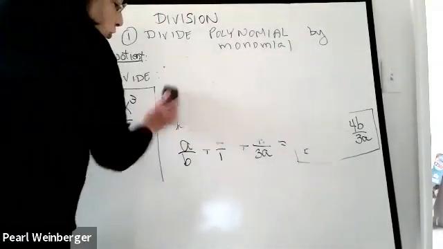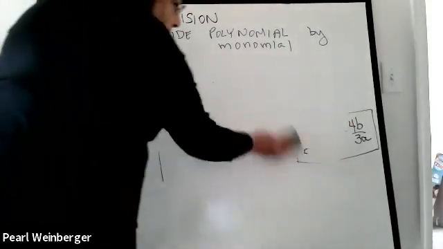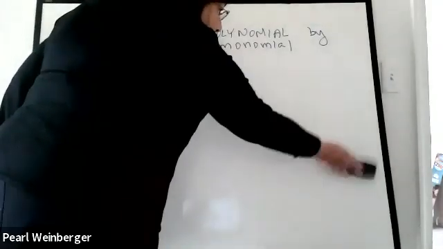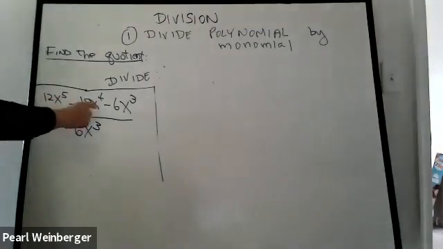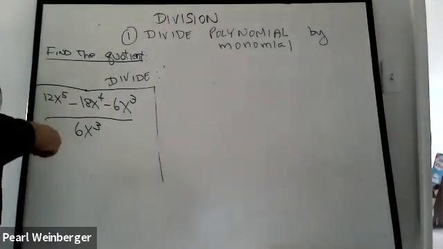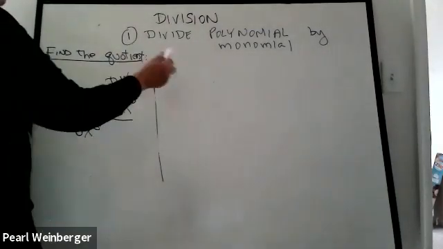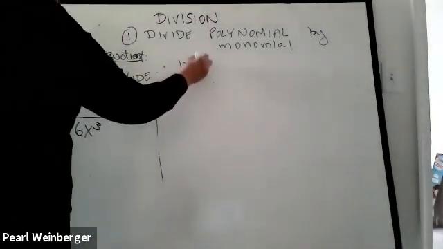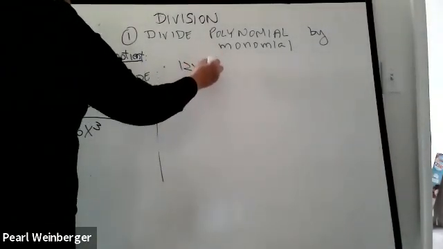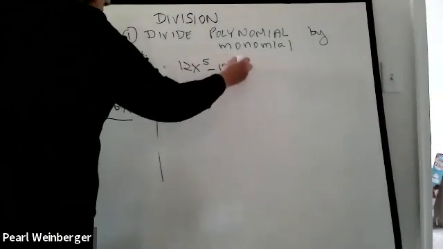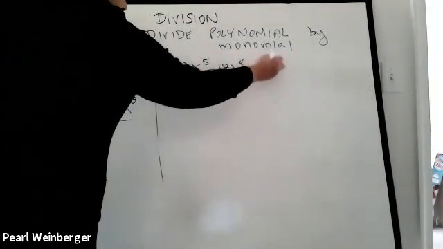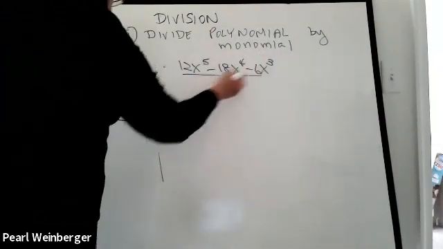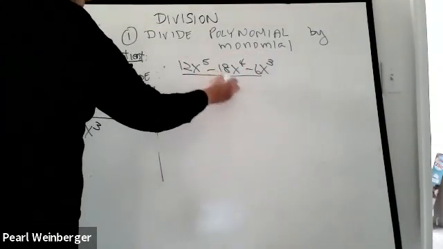Again, the question we have here is how do we divide a polynomial? In this case, it again is a trinomial. It's 12x to the 5th minus 18x to the 4th minus 6x to the 3rd over 6x to the 3rd.